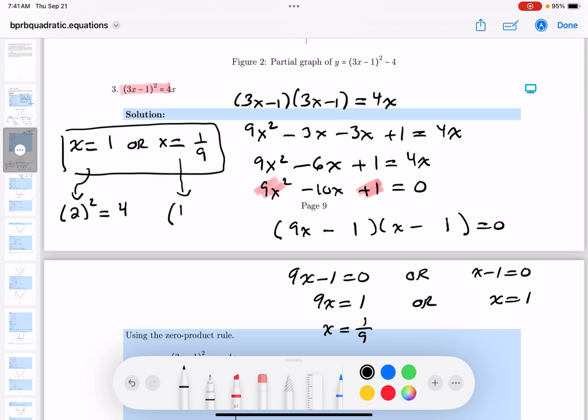Now, 1/9 is more complicated, but let's write that down. 3 times 1/9 is 1/3. Minus 1, squared. What do you get on the other side? 4/9. Right? This is more complicated. I've got to do the arithmetic. I want to see if it's true, by the way. So 1/3 minus 1 is going to be minus 2/3. And you should realize that when minus 2/3 is squared, you get 4/9. Both answers work correctly. Thank you.